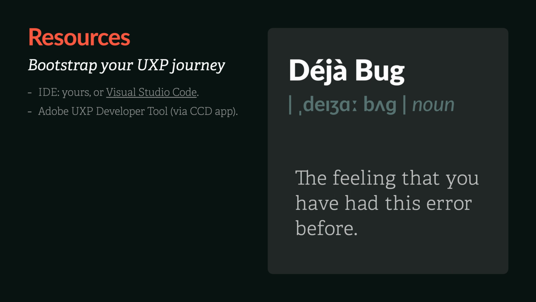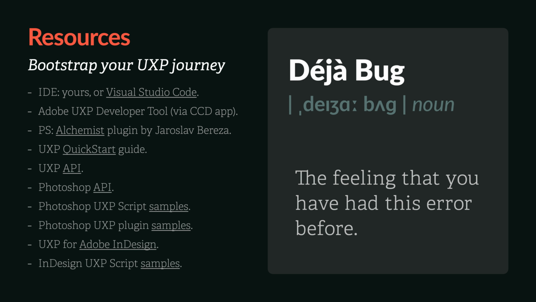By the way, I'm going to give the link to this presentation with all the links of these resources in the comments below. The UXP Dev tool is gonna be downloadable via the Creative Cloud desktop application, so you can find it there with any, I believe, subscription that you have active with Adobe. The Alchemist plugin by the great and funny Jaroslav Bereza, get that with the caveats that I've talked about, so be careful with it.